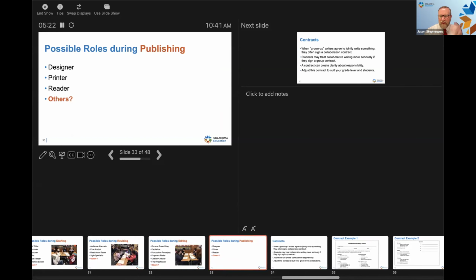But if you have MLA expectations, it's probably Times New Roman, 12-point font, double space. But if there's room for design, then you could have someone be in charge of that. If they are turning in a hard copy, someone could be in charge of getting it printed. They're the printer. And then if it's going to be read aloud in class, then one of the teammates would need to be the reader of the piece of writing during the publishing phase.